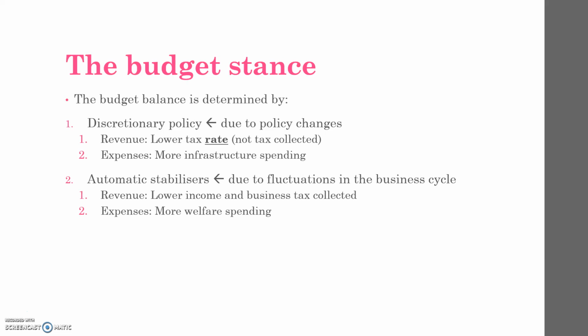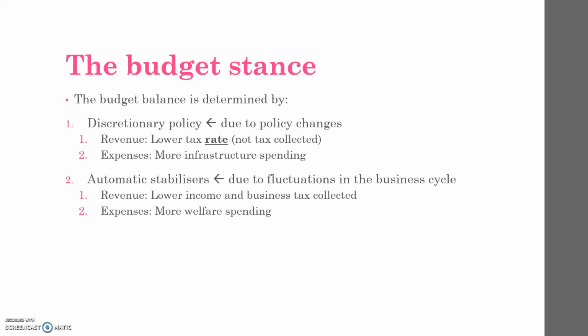It isn't automatic, which is why automatic stabilizers are a separate concept. But they're discretionary in that there needs to be a change in how the policy sets the tax rate or how much the government is spending on infrastructure. Those are the two examples I put down below. First, on the revenue side, a reduction in the tax rate would result in lower tax revenue collected. On the expenses side, if the government decides to build a new train station, there would be an increase in infrastructure spending, so an increase in expenses.